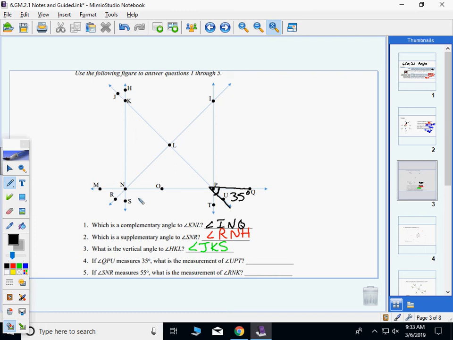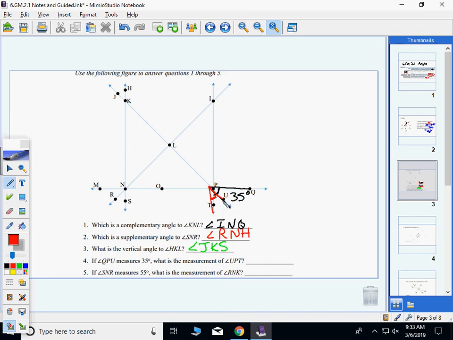UPT. I want to find what. I'm going to put this in red. So UPT. I want to find what this is. Together, what do these make? 90 degrees, right? Because it's a right angle. So I know that these two together equal 90 degrees. So if this is 35, Xander, how do I find the missing angle?